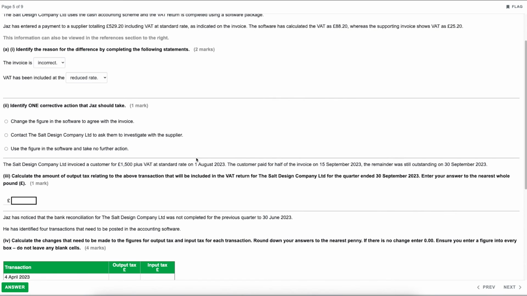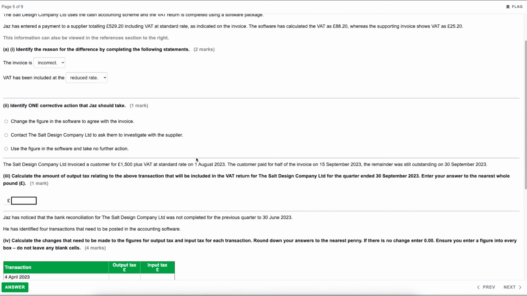We obviously would need to take further action if the VAT on the invoice has been miscalculated. Now the first option, change the figure in the software to agree with the invoice, well, we definitely don't want to do that because the software figure is correct and it's the invoice that is incorrect. So we definitely wouldn't want to change what's in the software because obviously we'd be changing it to something that is then incorrect. So it would be our middle option, which is contact the Salt Design Company Limited to ask them to investigate with the supplier. And what we'd need to do is we'd need to get the invoice reissued with the correct VAT amount.